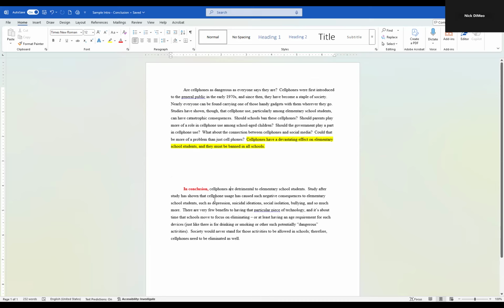You can tell it's my conclusion paragraph. So since it's obviously my conclusion, I don't need to tell the whole world "in conclusion." It's obvious, right? So don't ever put things like "in conclusion." We know that. That's kind of considered wordiness, right?